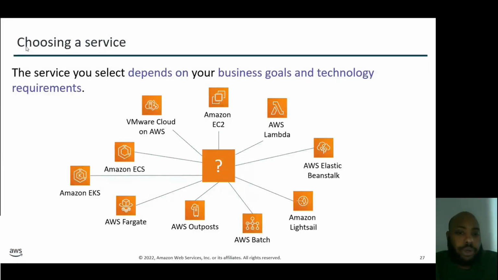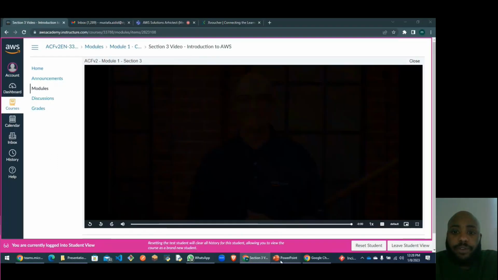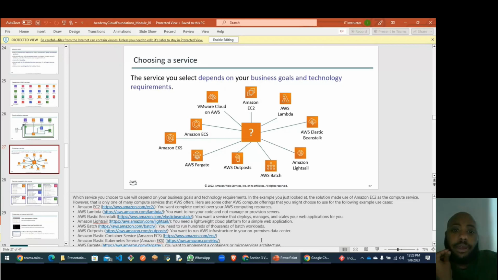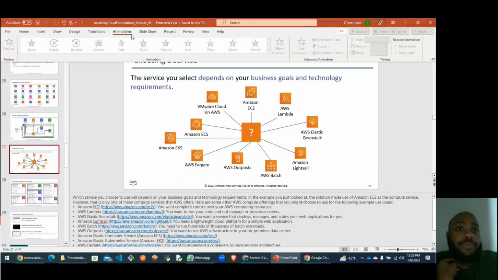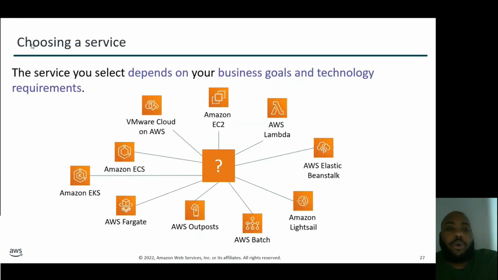And then to run workloads, we have AWS Batch. Then we have AWS Outposts for on-premise workloads. Fargate to run and manage containers. EKS, Elastic Kubernetes Service. People who are familiar with Kubernetes.